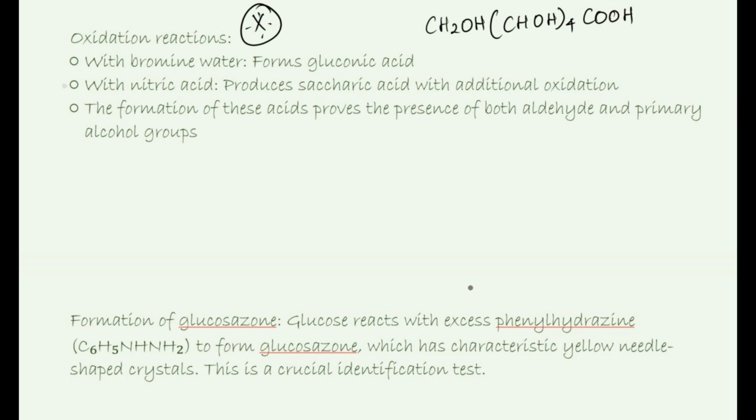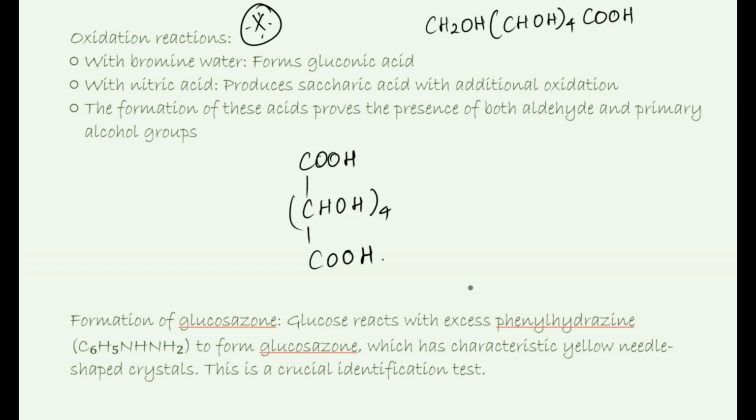Gluconic acid is formed. And saccharic acid. Saccharic acid formula is COOH, CHOH 4 times, COOH. Most of the students get confused in this reaction. Please make a note of it. Saccharic acid has 2 COOH because with nitric acid, it is doing an additional oxidation. But in case of bromine water, the primary hydroxy group still remains the same, and the aldehyde got oxidized to COOH.